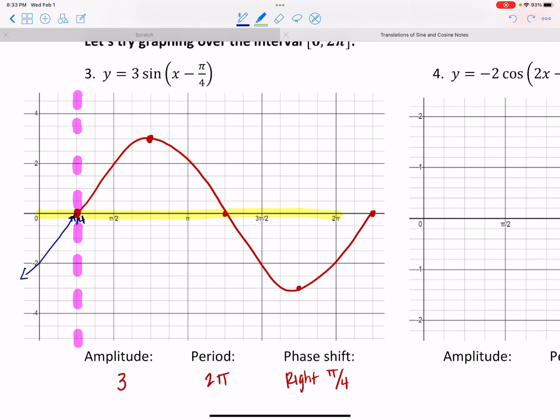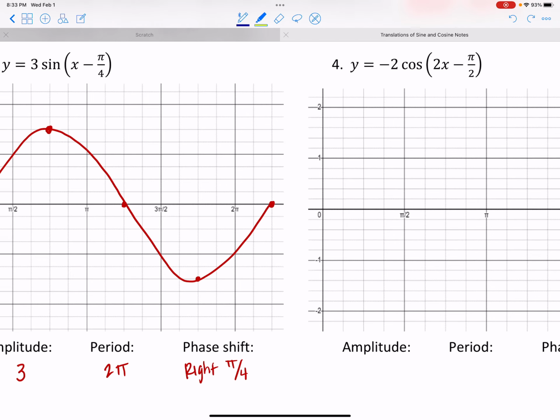Okay, the key is where are you starting? If you're shifting up or down, move the midline and use that as your reference. If you're shifting left or right, let's make a vertical reference line for ourselves and use it the same way we would use the y-axis as our start. Okay, so let's try it again.